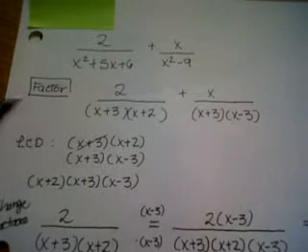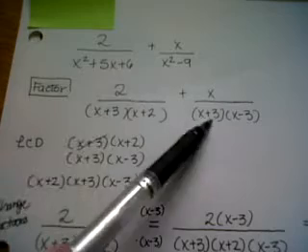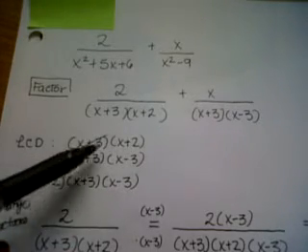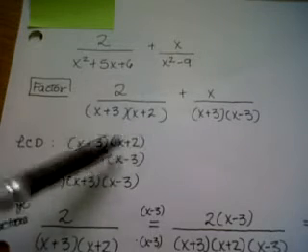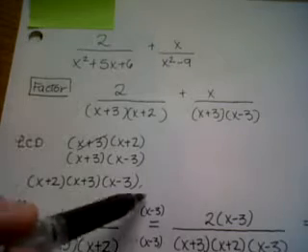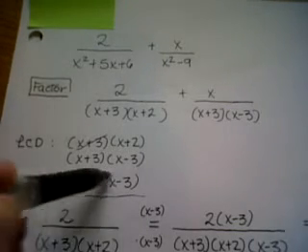I look for my least common denominator. So x plus 3 appears twice. I only need to count it once. So I scratched it off one of them. But I need to keep the x plus 2, I keep an x plus 3, and I keep the x minus 3. So this is my least common denominator.